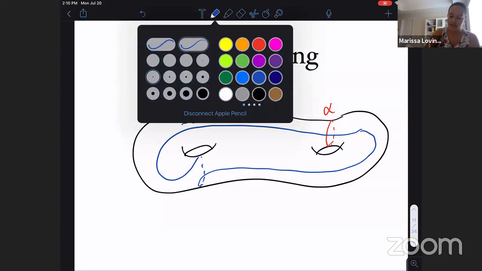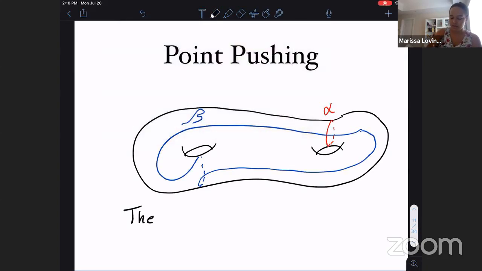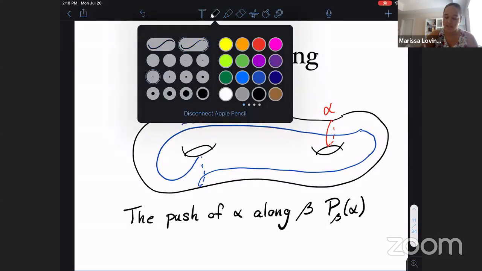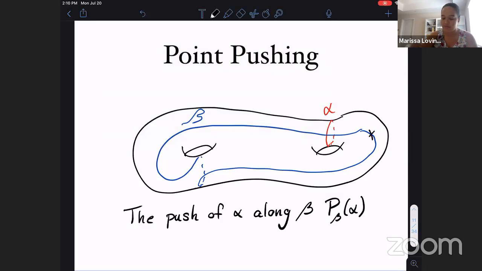And so we can consider the push of alpha along beta. I'll denote this like this. What we need for this to happen is some marked point on our surface. And what we're going to do is think of putting our finger down onto this marked point, and then dragging along our curve beta and coming back. And we're going to see how that drag pulls alpha along with it.